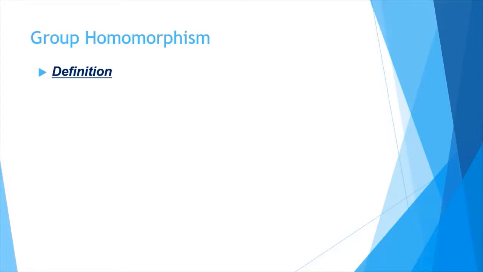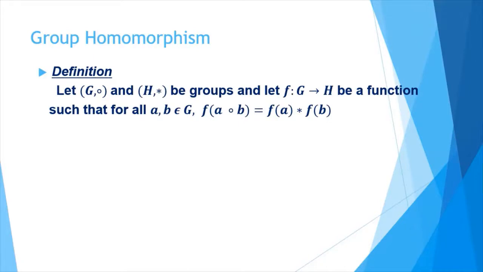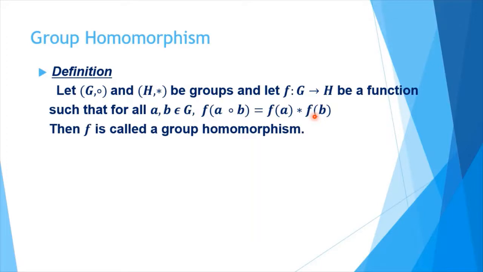For defining a group homomorphism, you need two groups. Homomorphism is a function, so you need two groups. Let (G, ·) and (H, *) be two groups, and let f from G to H be a function such that for all a, b belonging to G, f(a · b) is equal to f(a) * f(b). Then f is said to be a group homomorphism.